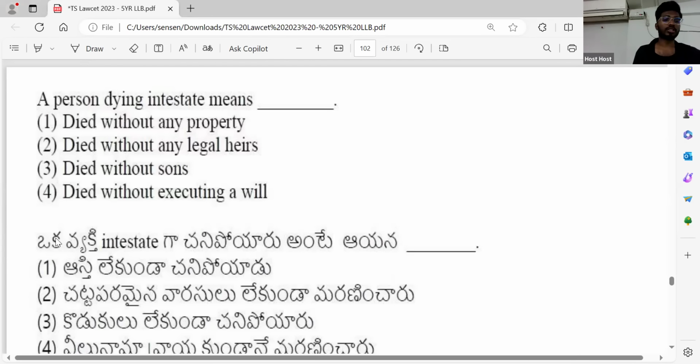Right. Next, a person dying intestate means. I think I talked about it in family law. Very good.